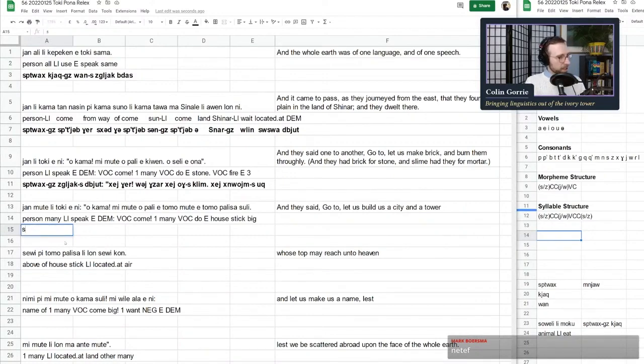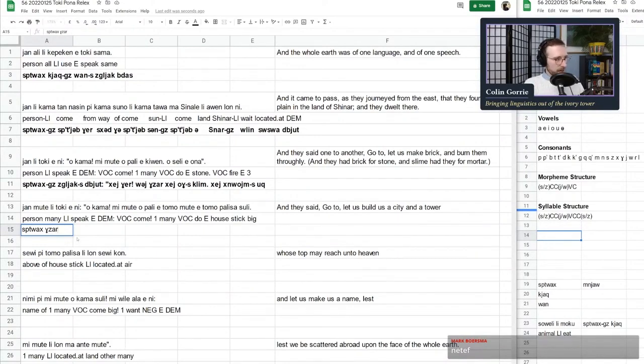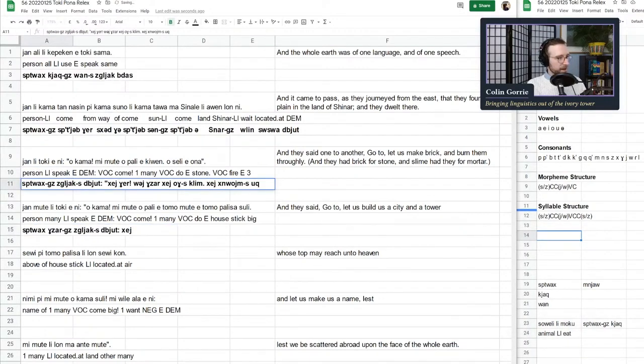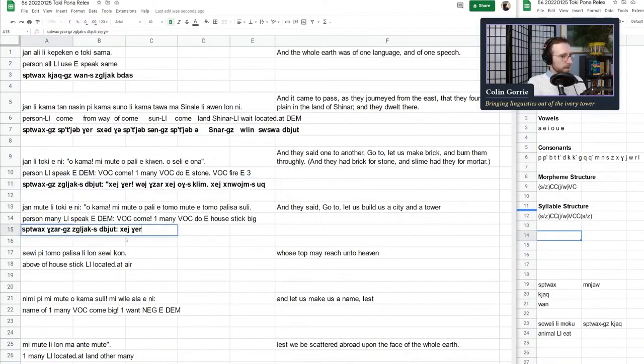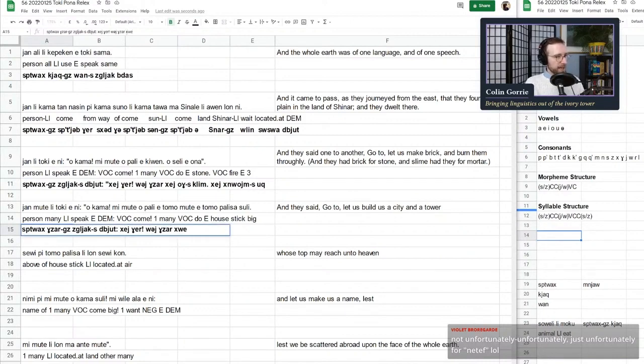So first of all, we need spwa, spwach, and then what was our many? It was gzar. Is that still in here? It is. Gzar, gz, zgliak, s, and then this demonstrative, which I believe we had already as the butte. See, this thing writes itself. And then we have okama, which is going to be gerer. And then woigzar. Woigzar ge.